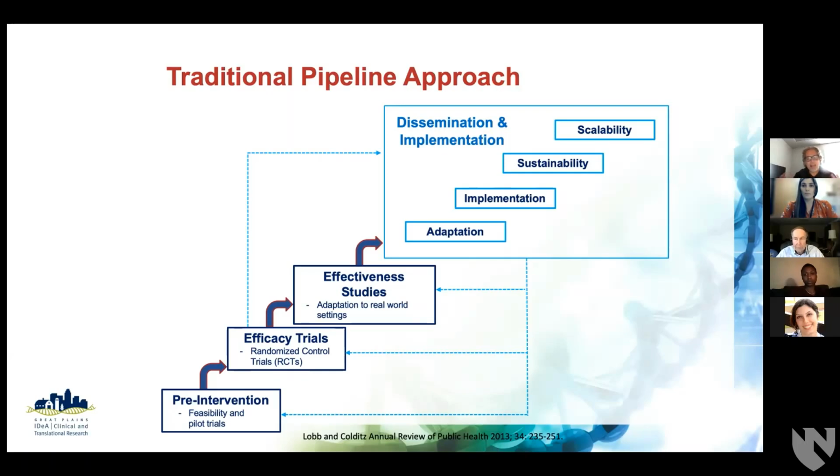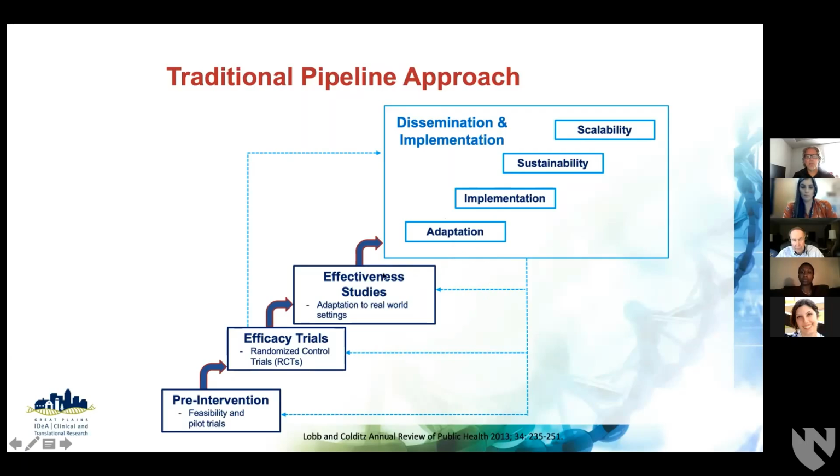We get a typical group of participants together, and we also may get a typical delivery agent. So if we're thinking about a physical activity intervention that's going to be done in schools, we get typical teachers that would do that intervention. We don't use our highly trained research staff to implement it. And then we start to move into the dissemination and implementation world, where we focus on things like adaptation.